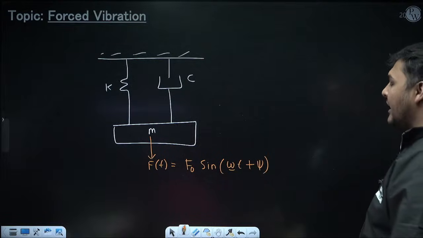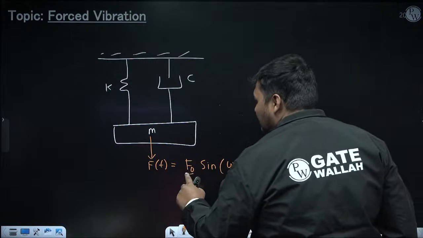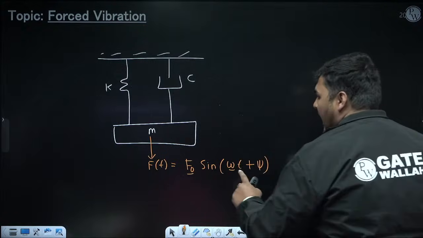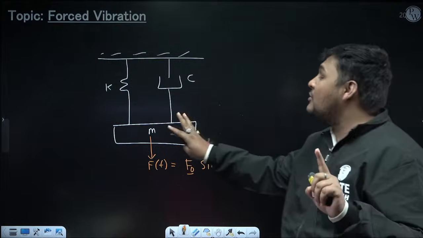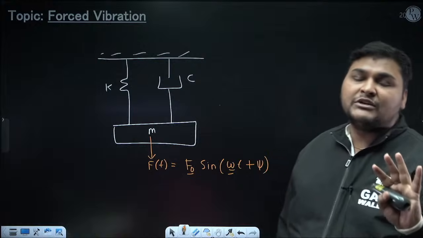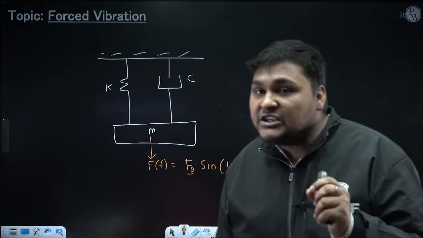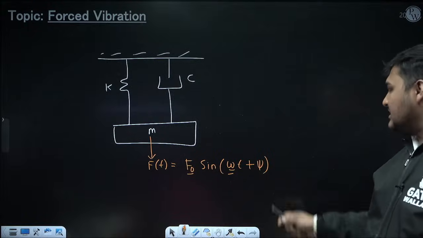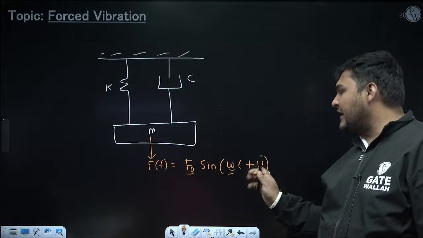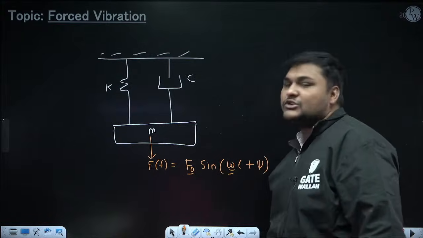Generally, sometimes instead of giving this equation, the examiner will give the value of the amplitude of force and this forcing frequency. So the forcing frequency is not the frequency of vibration. What is the frequency of vibration? That we will come to know after derivation. So what is omega? Omega is this forcing frequency. Psi is the phase angle. If required, it will be given. But here, these two values are important, this F0 and this omega.